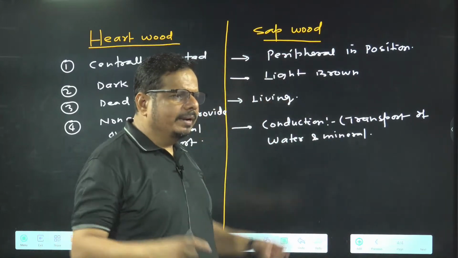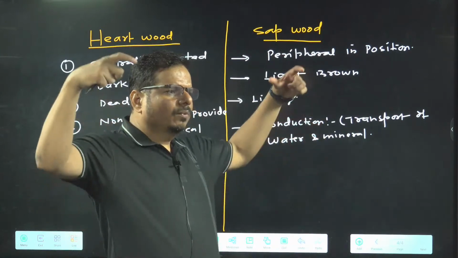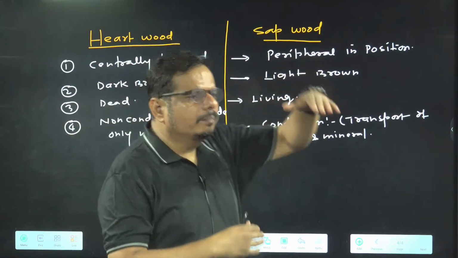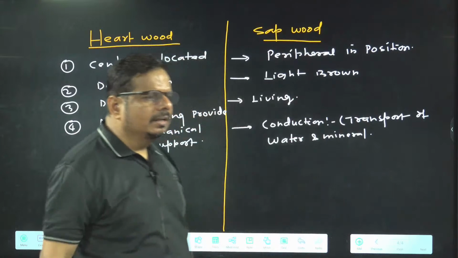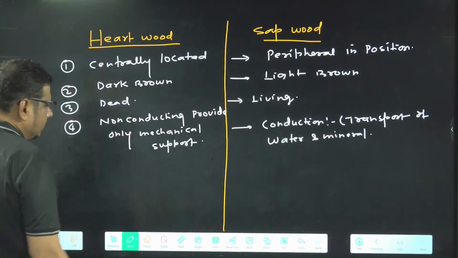So heartwood, the dark brown part, is simply dead and a pillar-like structure. It is simply providing reinforcement to the plant. A lot of weight is there, na? So the plant does not bend or fall. For that, the heartwood is doing its job. Able to understand or not?